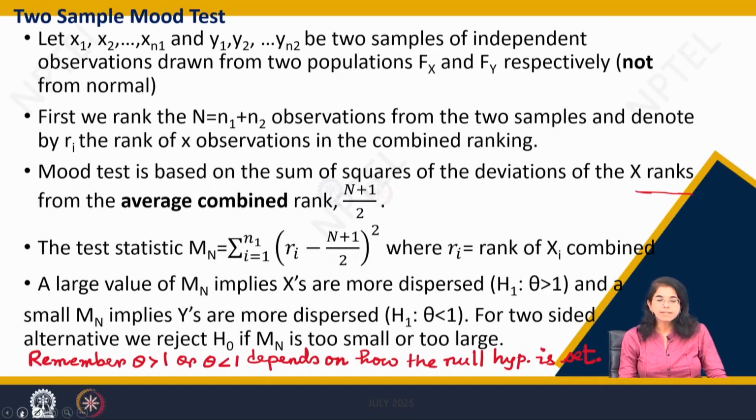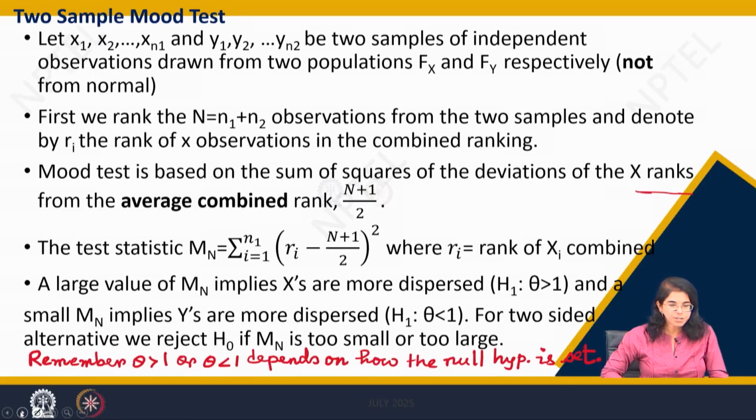One particular non-parametric scale test, which is also a non-parametric analog of that F-test under the parametric setup, where you have tested H0: sigma 1 square is equal to sigma 2 square. Clear? That is the Mood test. It is a widely used non-parametric scale test, a two-sample non-parametric scale test.